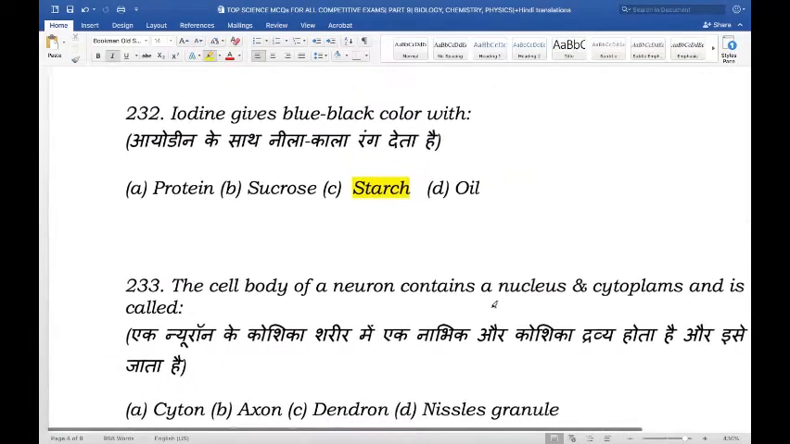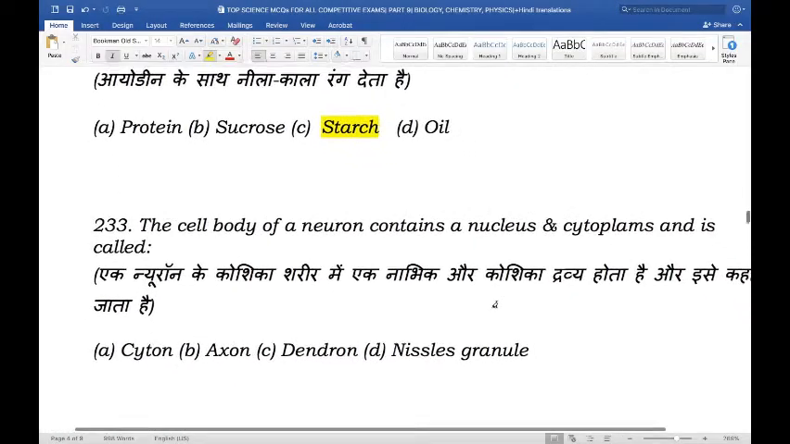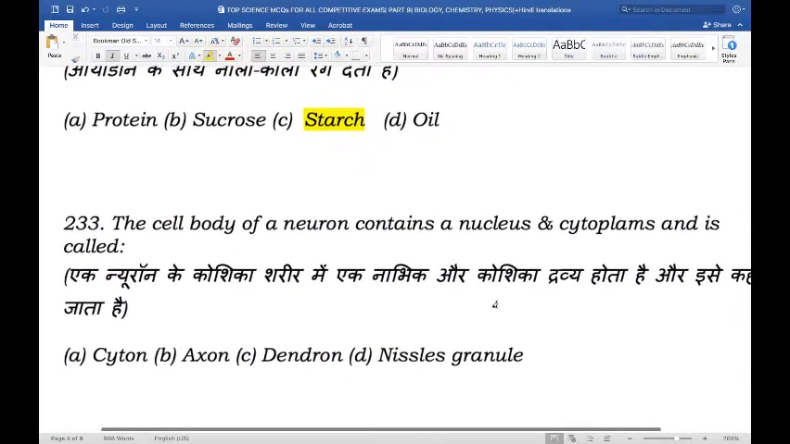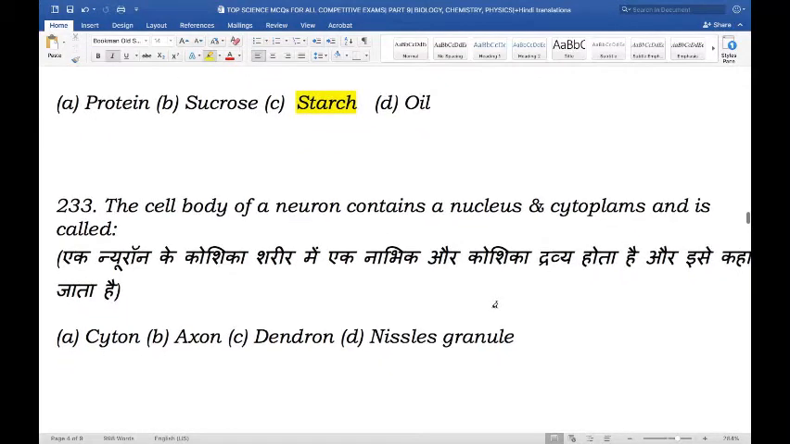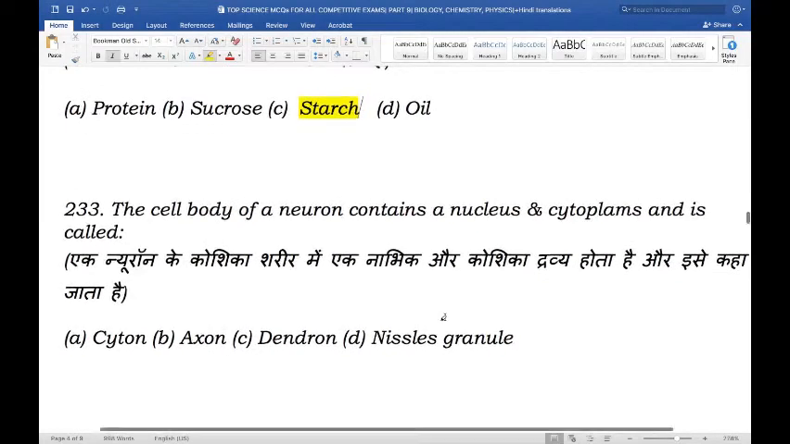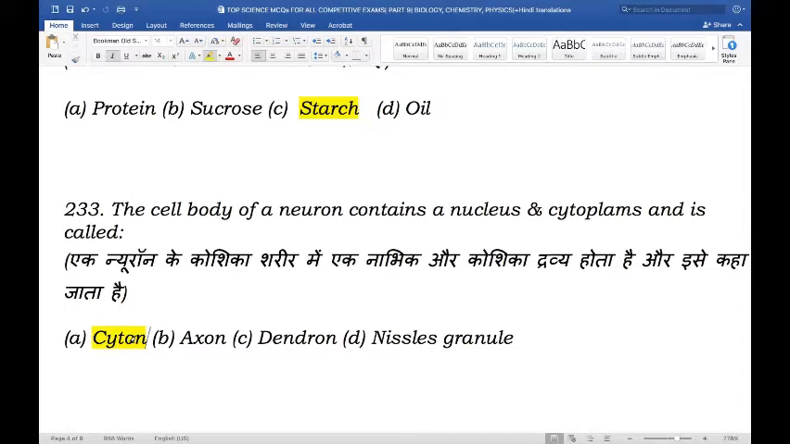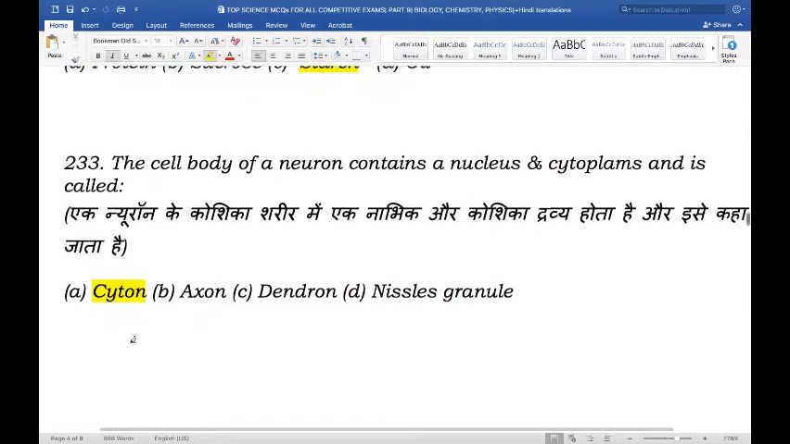Next question. The cell body of a neuron contains nucleus and cytoplasm, and it is called, is it A, cyton, B, axon, C, dendron, or D, Nissl's granule? So the cell body of a neuron that contains both nucleus and cytoplasm is called cyton. Cyton, or cell body of neuron, possesses both cytoplasm and nucleus.